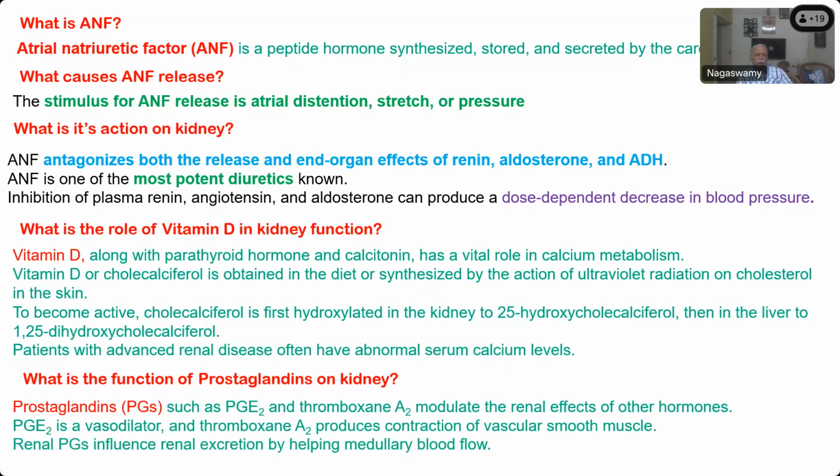And the renal prostaglandin influences renal excretion by helping the medullary flow. So as I told you earlier, the majority of the blood flow, almost 80% of the renal blood flow, goes to the cortex for filtering function, and only about 20% comes to the medulla. And that medullary blood flow is regulated mainly by the renal prostaglandin.